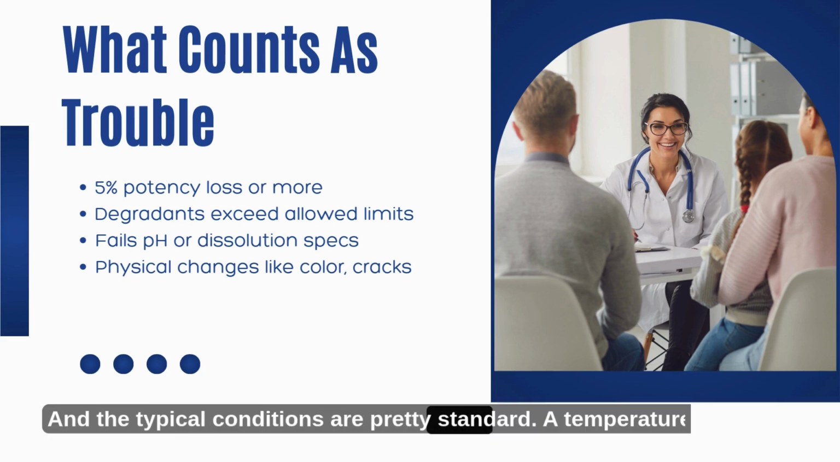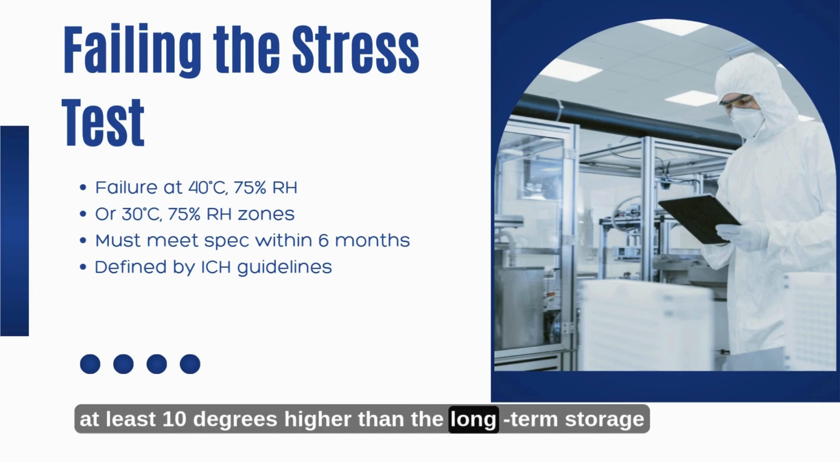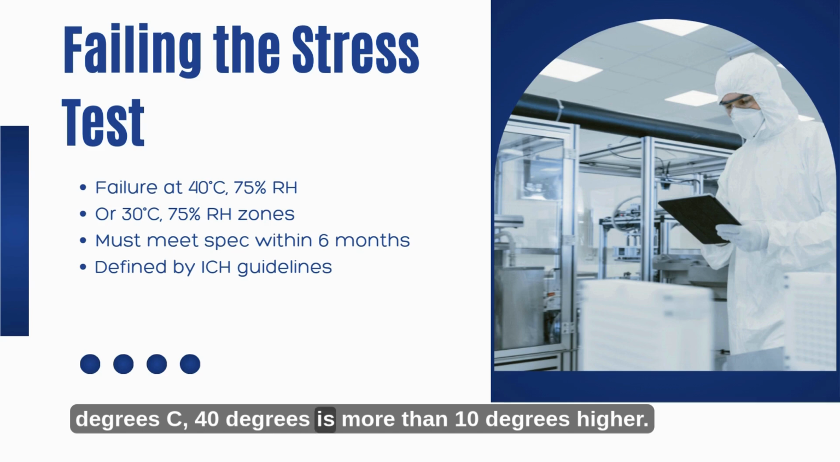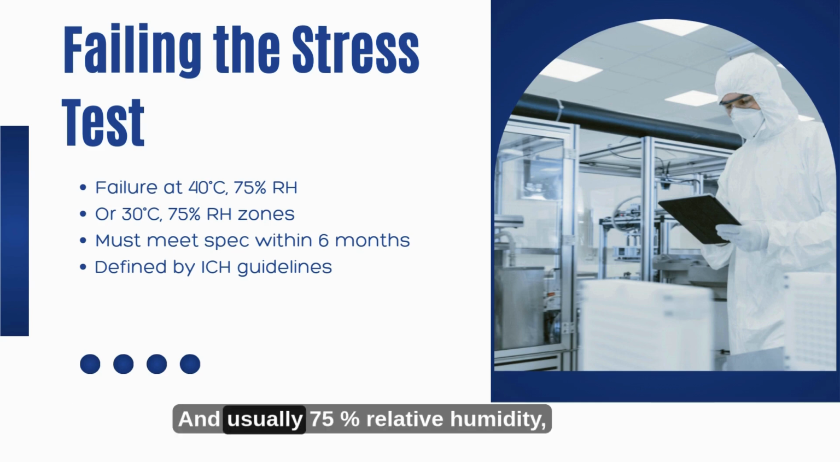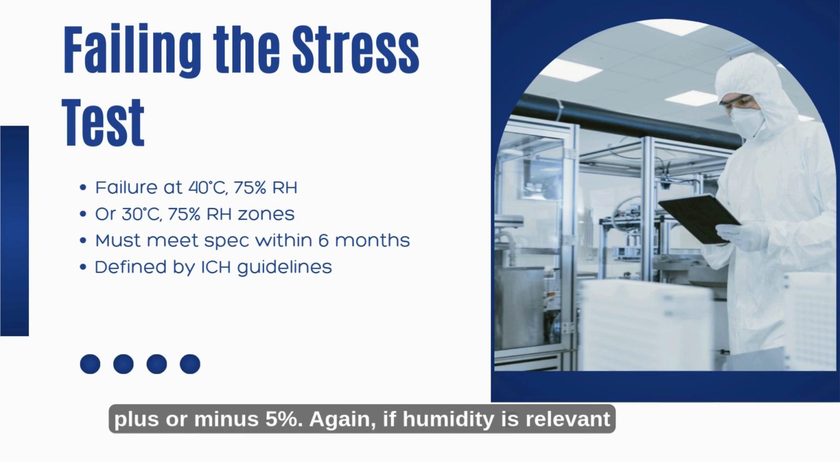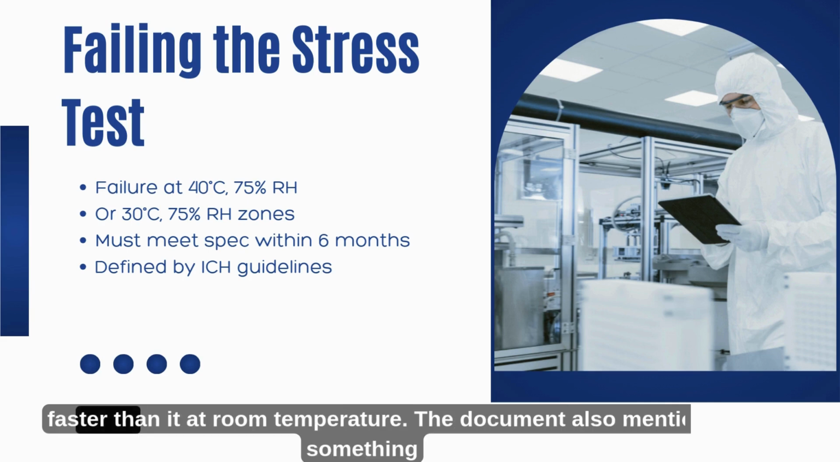And the typical conditions are pretty standard. A temperature of 40 degrees Celsius, plus or minus 2 degrees. Oh, yeah. And critically, that 40 degrees C has to be at least 10 degrees higher than the long-term storage temperature. So if long-term is 25 degrees C, 40 degrees is more than 10 degrees higher. And usually 75% relative humidity, plus or minus 5%. Again, if humidity is relevant, for a minimum duration, often 6 months. Okay, 40 degrees and 75% humidity for 6 months. That sounds pretty intense. It is intended to be stressful for the product to force degradation to happen much faster than it would at room temperature.